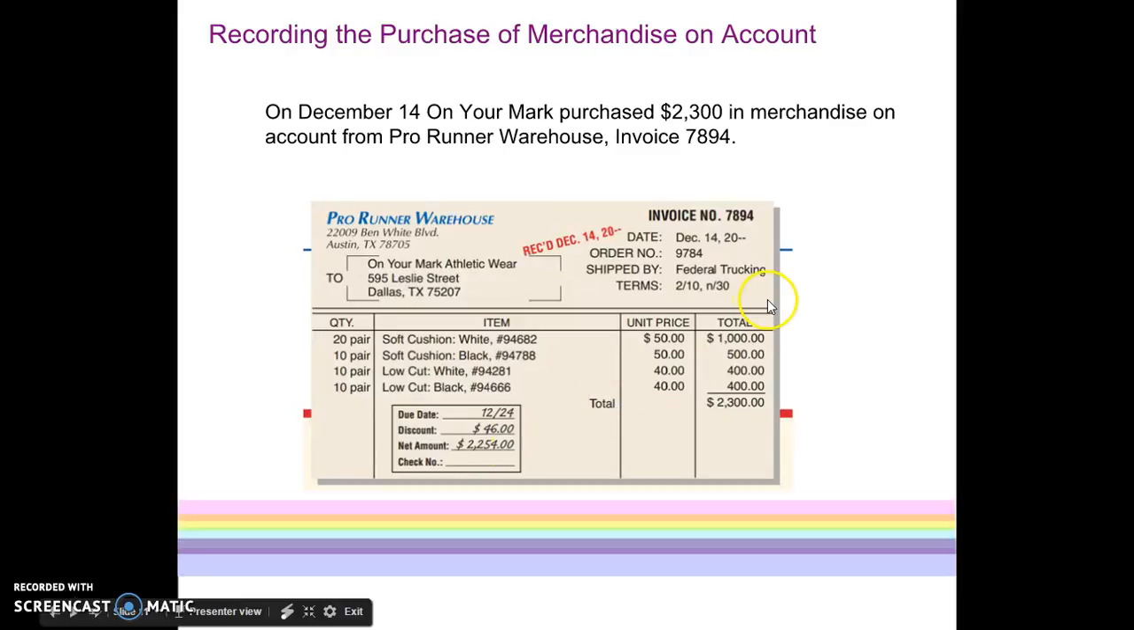Okay. Now, let's say that we have purchased merchandise and we did it on account. So on December 14th, let's refer back to the invoice that we received from ProRunner Warehouse for $2,300 for those items that we needed. We have the different soft cushion shoes, white and black, and then also the low cut black and white. On December 14th, On Your Mark purchased $2,300 in merchandise on account from ProRunner Warehouse, invoice 7894. So if this is the source document with the discount terms and everything in it, how are we going to transact this particular invoice?